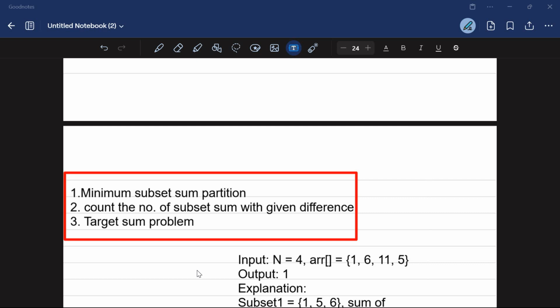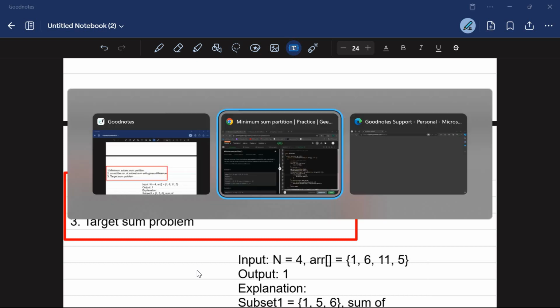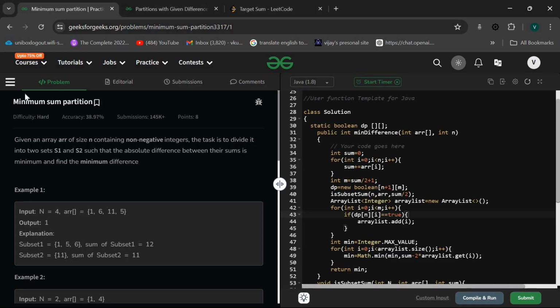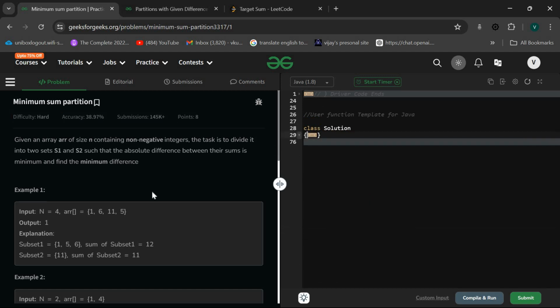So let's start from problem number one. Problem number one is minimum subset sum partition, okay. Yeah, this is the problem, minimum sum partition. The difficulty is hard level, but if you know my previous concepts, previous videos, it's not that difficult. So you simply follow my playlist and you will understand how it's going on, okay.